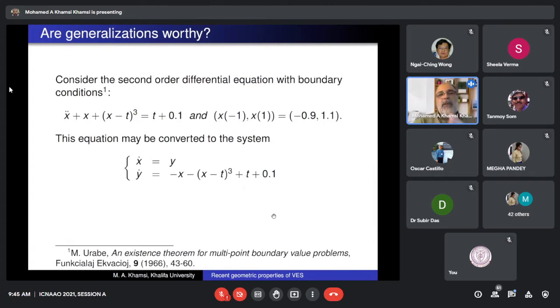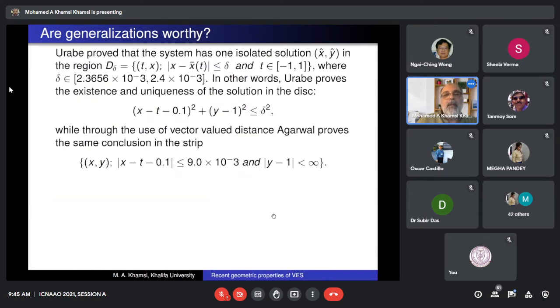It's a second order differential equation with boundary conditions, and you change it to a first order differential system, and you have this approximate solution. It's not an exact solution, but it's an approximate solution, okay? And the issue is, near this approximate solution, you have an exact solution, okay? And what's interesting is that that exact solution has an attractor around it, okay?